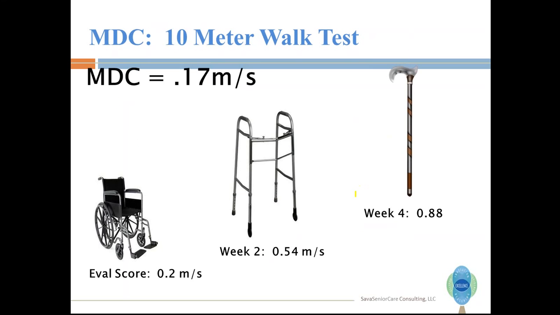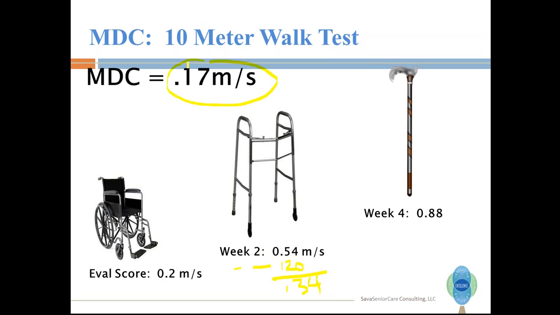So what's an MDC? Remember I talked about minimum detectable change. It just so happens that for gait velocity, 0.17 meters per second is the magic value for a meaningful change in gait velocity. So when they came in, she was walking at 0.2 meters per second. And at week 2, she's now walking at 0.54 meters per second. Okay? So what's that difference right here? If I subtract 0.2 from this, what is it? 0.34, right?